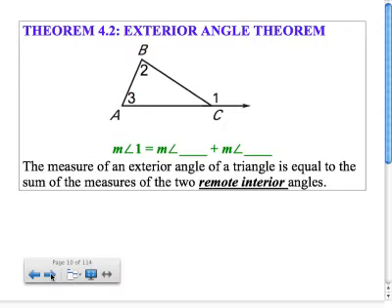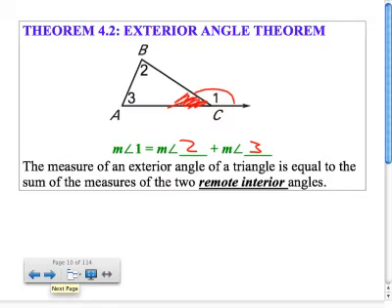Nothing too crazy there. And then the exterior angle theorem says the measure of an exterior angle is equal to the sum of the measures of the 2 remote interior angles. In other words, angle 1 here has to be equal to the measure of angle 2 plus the measure of angle 3. You don't include the angle that forms a linear pair with it, you include the other 2. And that's the exterior angle theorem.